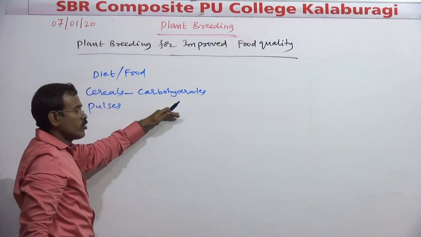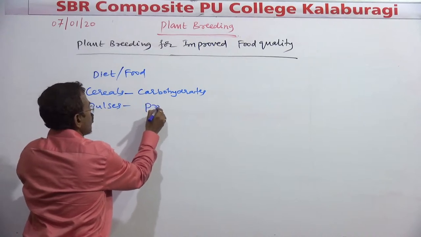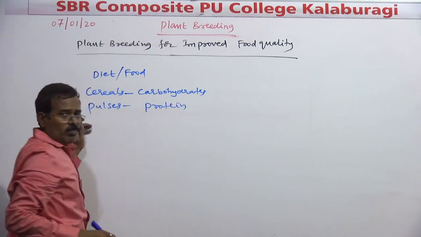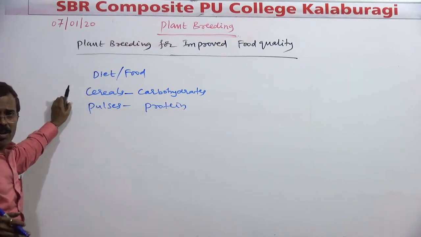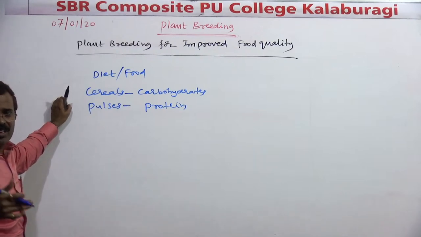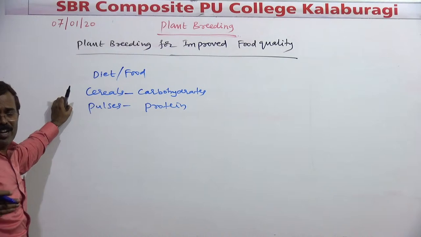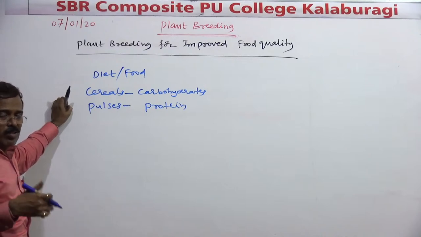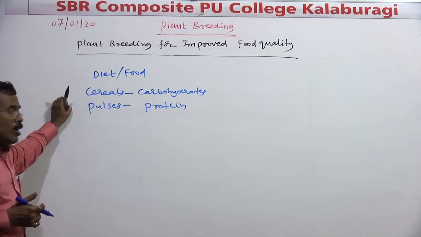Carbohydrate, mainly starch. Pulses are rich in protein. The pulses are mainly what we commonly call dals, which are rich in protein: tur dal, moong dal, chane ki dal, uddad ki dal. Different types of dals are gram, green gram, black gram, red gram. Then we have pea, groundnut, and beans. So these are different types of pulses which belong to the legume family.